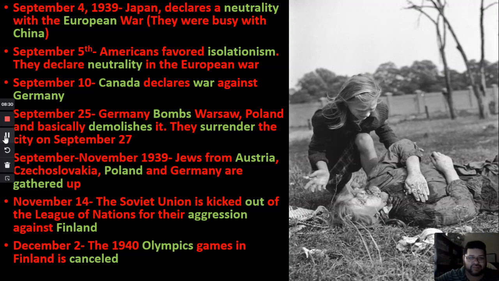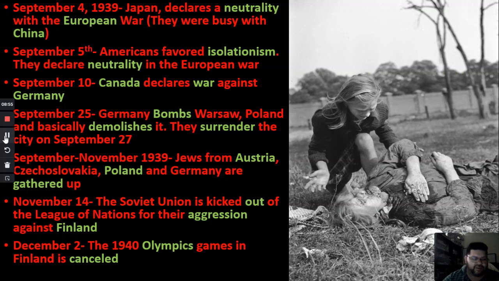Okay, stop. Now, November 1939, Jewish people from Austria, Czechoslovakia, Poland, and Germany are rounded up. They're gathered now. They're being brought into the finished ghettos and concentration camps all throughout Germany and Poland and places like that.